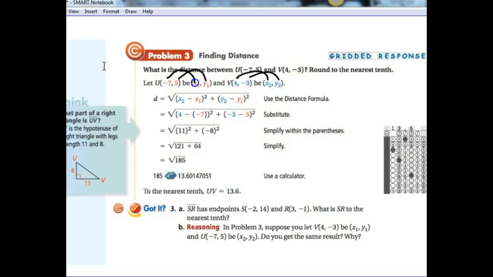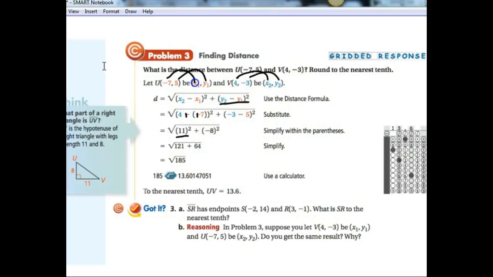Now it doesn't really matter which order you pick them in, but that's the one that they have done for this example. So if I plug that in, it's going to be the difference in the x's, which is 4 minus -7, squared. And according to the formula, you're going to take the difference in your y's, which is -3 minus 5, squared. When I clean that up, when you subtract a negative, you end up adding a positive.